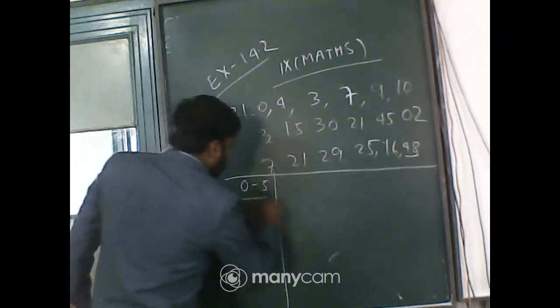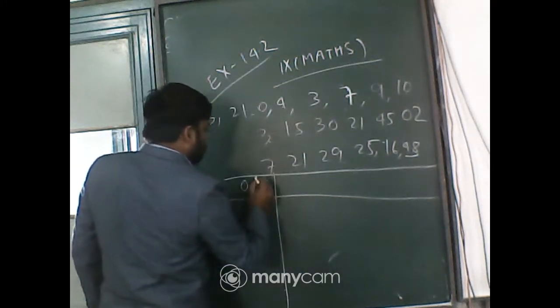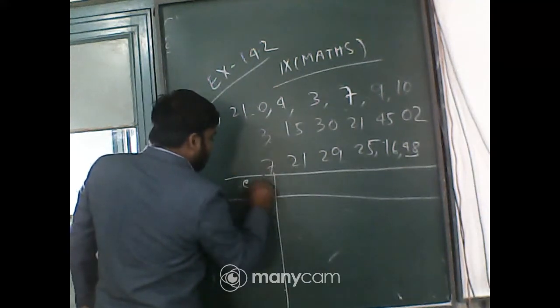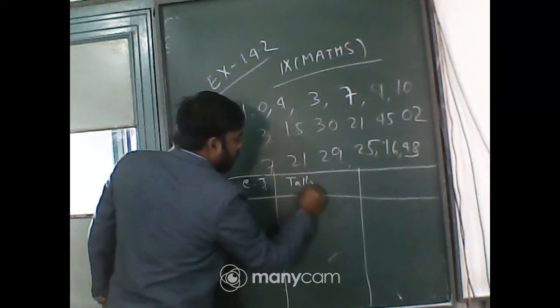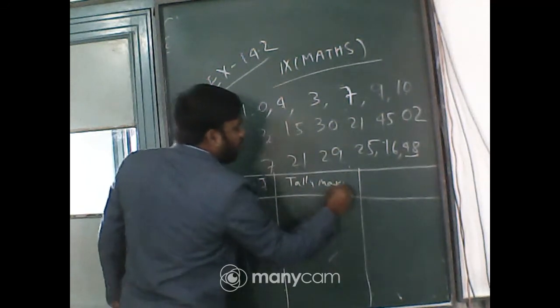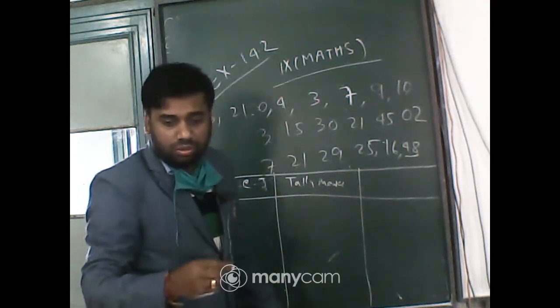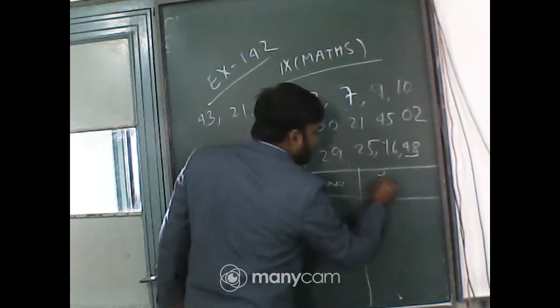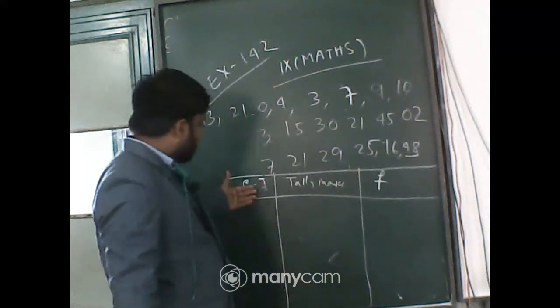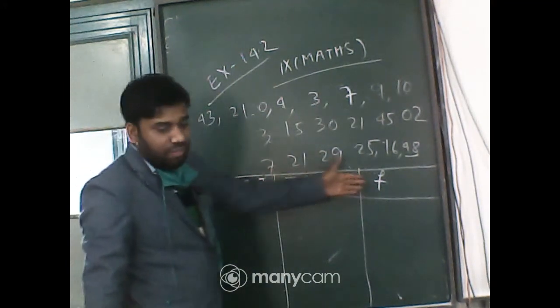Okay, and here is the class interval, and that column is the tally marks. Tally marks are very easy. I hope you have done it in lower classes. And the frequency, that is f. So here we have class interval, tally marks and frequency.